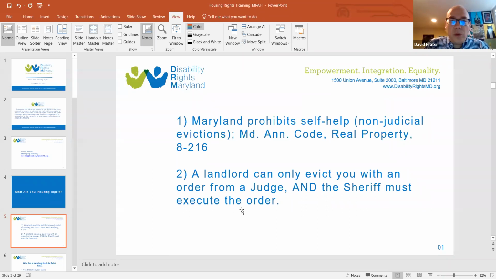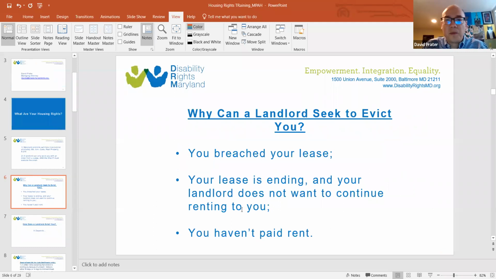So, why can a landlord seek to evict you? This is a pretty simplified approach, but there are three chief reasons that a landlord will seek to evict a tenant. One, the tenant breached a term of their lease. Two, the lease has ended and the landlord has decided that they do not want to continue to rent to the tenant. We can talk about how that might interact with fair housing rights for people with disabilities. And three, the tenant hasn't paid rent.